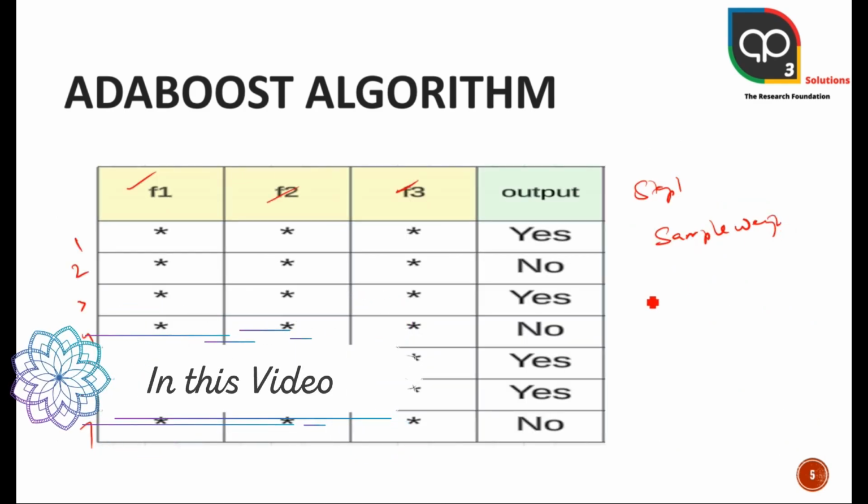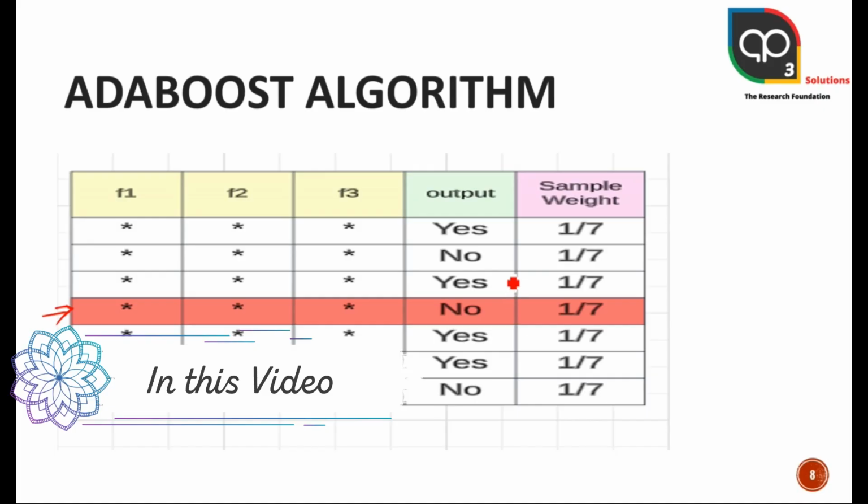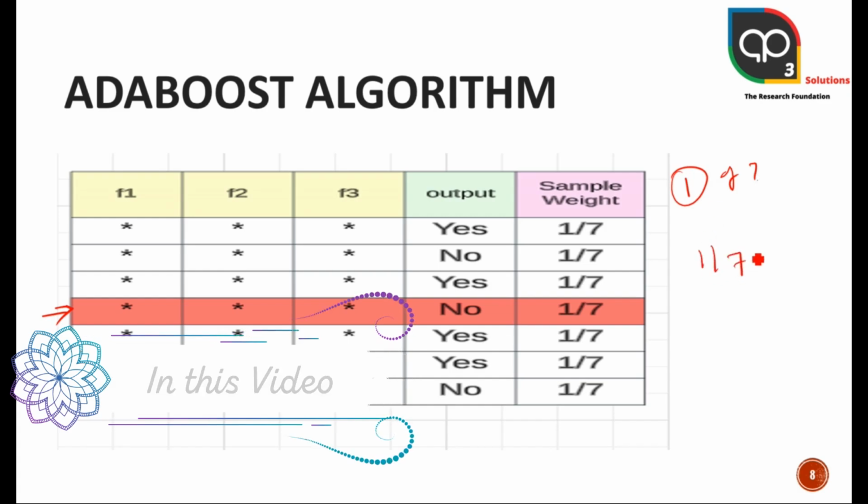And kindly just observe, dear friends, we need to use a formula to calculate the sample weight, that is 1 by n. Here n is the number of records, and here we have totally 7 records, and of course the sample weight here would be 1 by 7. So to calculate the total error, we take the weight of the error, which is 1 out of 7. So the total error for this model is 1 by 7.